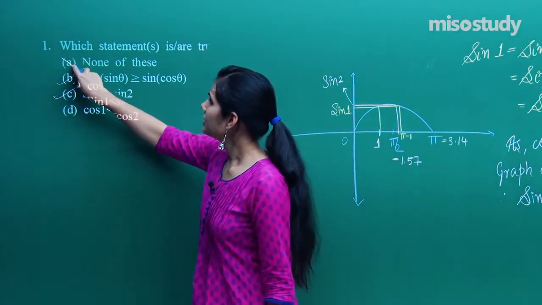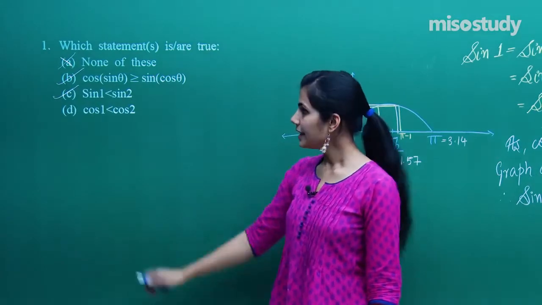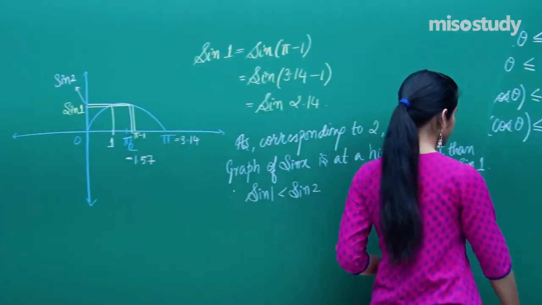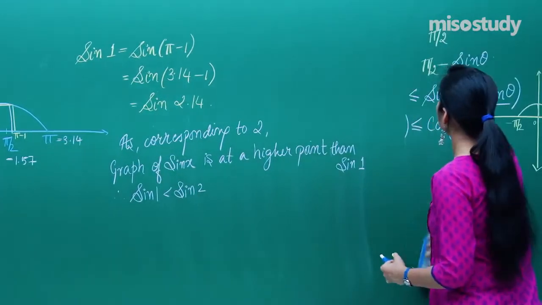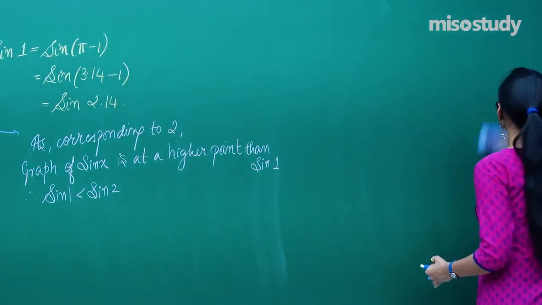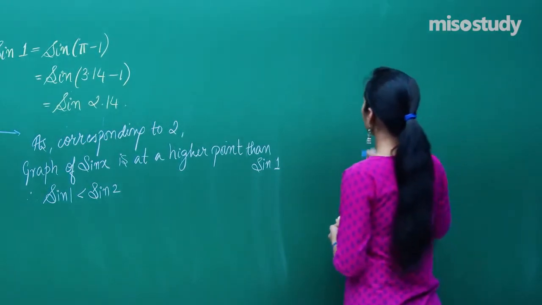That means definitely this is not true. Let's just check if cos 1 is less than cos 2 or not. Sin 1 is less than sin 2. What about cos 1 is less than cos 2? Okay.